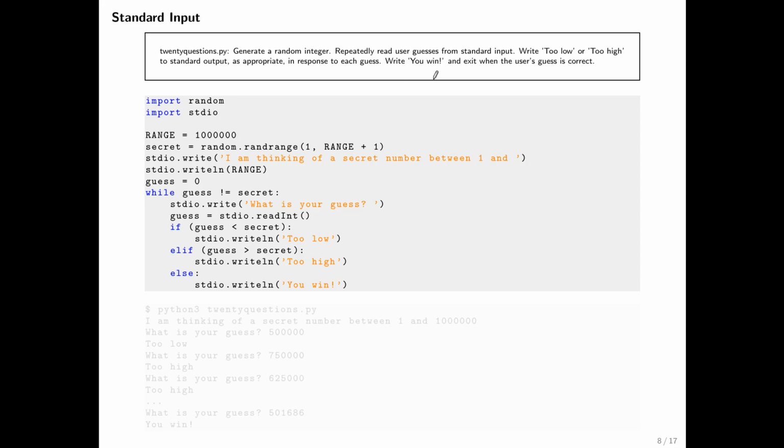Now, if the user's guess is too low, then the program will say that it was too low, in which case the user can adjust her guess. And if the guess is too high, the computer will say so. And if the guess was correct, then the computer will print the message "you win" and exit the program. Okay, so that's the idea. And the computer is going to think of a random number between 0 and a million.